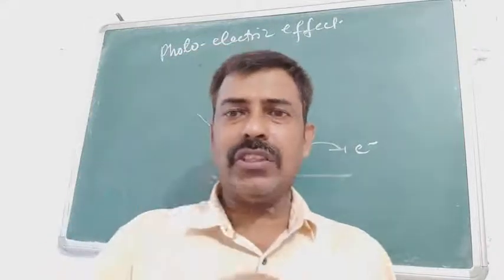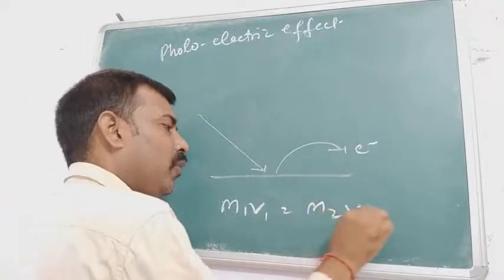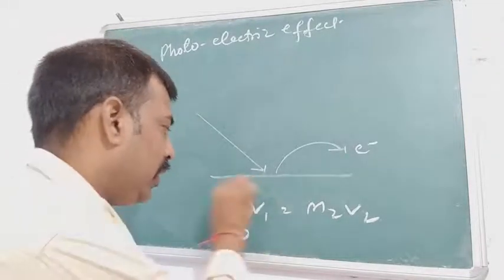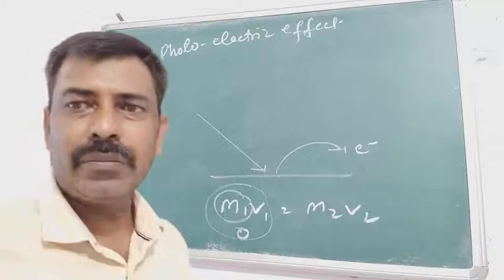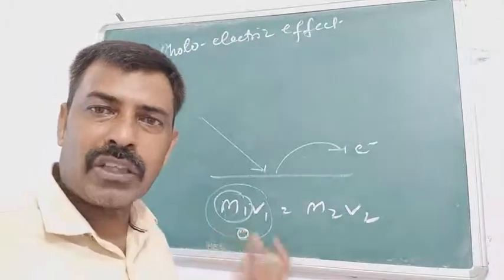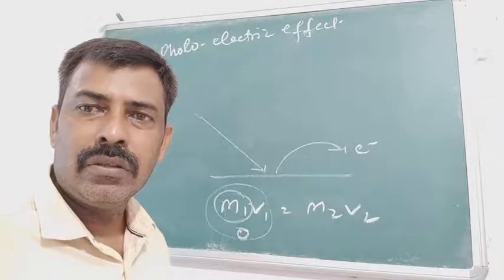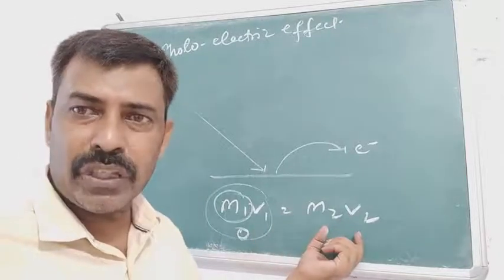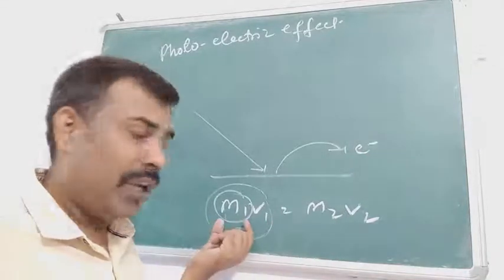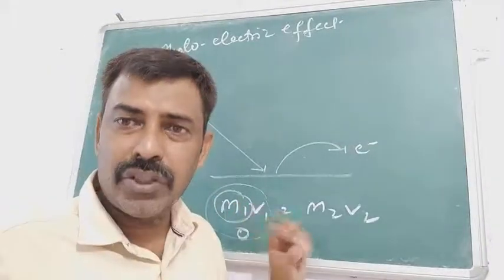But if mass is 0, in this formula m1 v1 equal to m2 v2, if the value of m1 is 0, what will be the multiple value of these two? That is the momentum. That must be 0. And if its value is 0, what about the next one? Next, what will happen? Whether this one is going to change? This one will not change, because if the value of m1 is 0, the m1 v1 will also be 0.